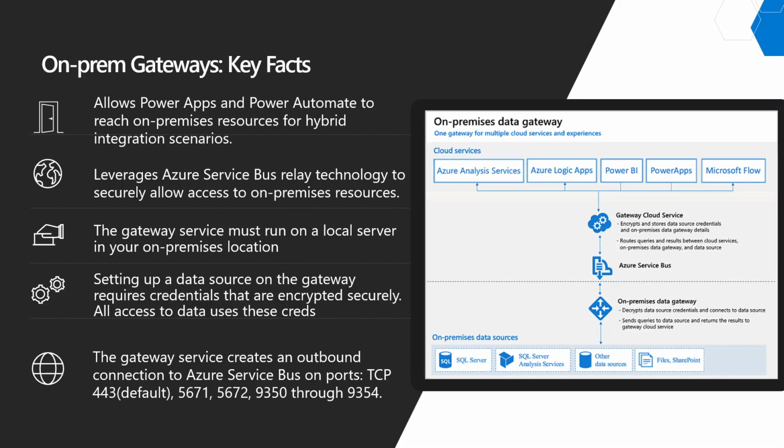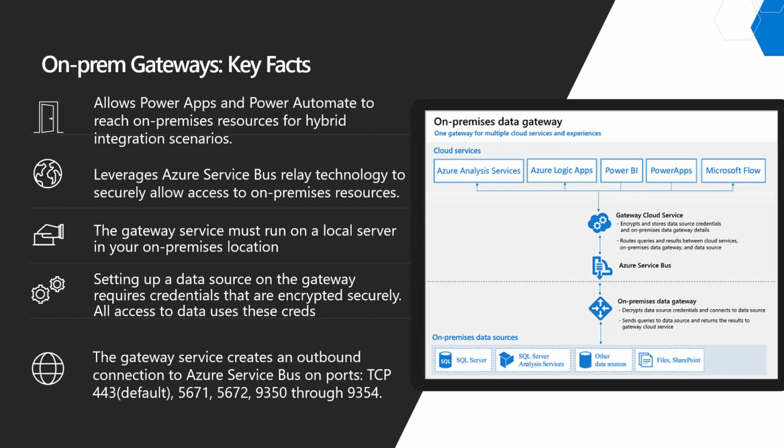The way this works is the diagram there. You can see that you've got these cloud services that need to do stuff on-prem. There's a gateway cloud service that encrypts and stores data using credentials and on-premise data gateway details. It routes the queries between cloud services. There's an Azure Service Bus that then manages the transport of this data and these tokens and things. And then the on-premise data gateway decrypts the source data credentials, connects to the data source, and gets the query to send back to the cloud service. And there's lots of different data sources you can have on premise.